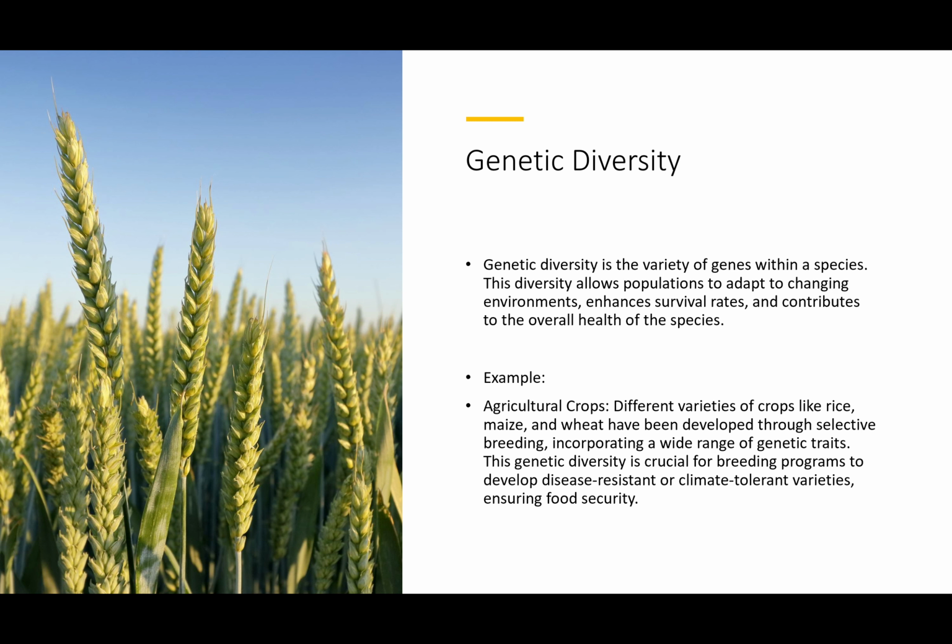So an example could be agricultural crops. Different varieties of crops like rice, maize, and wheat have been developed through selective breeding, incorporating a wide range of genetic traits. This genetic diversity is crucial for breeding programs to develop disease resistant and climate tolerant varieties, ensuring food security. So that's one thing that we can gain from biodiversity.